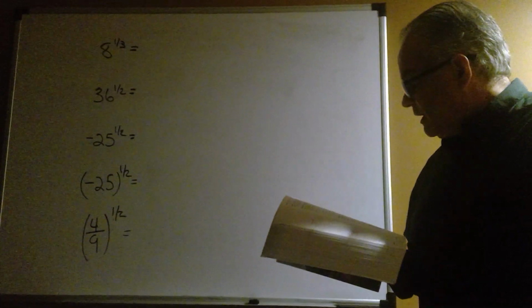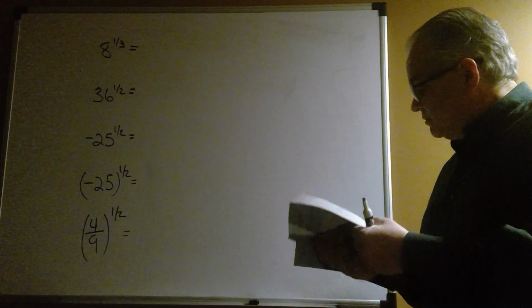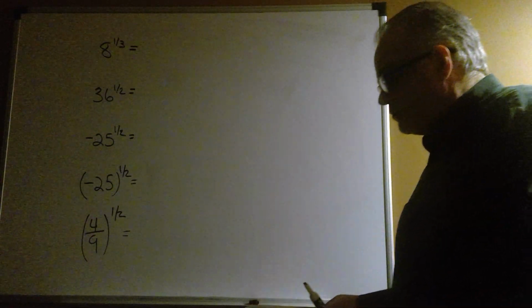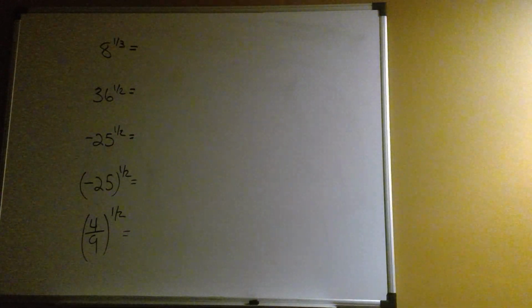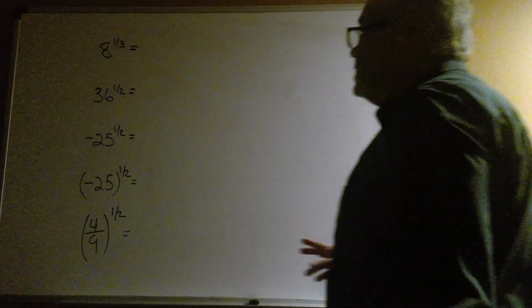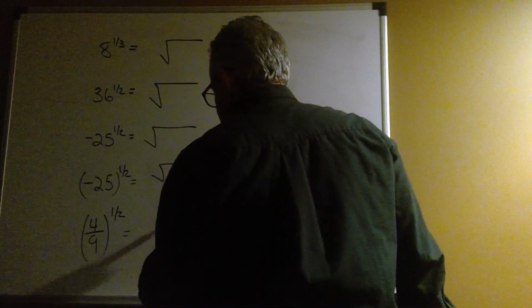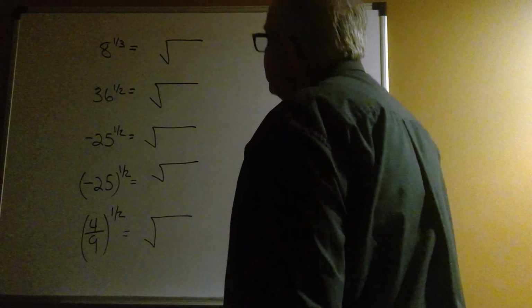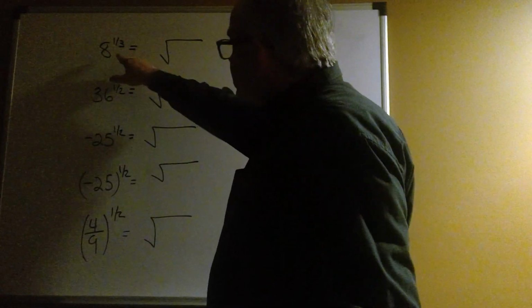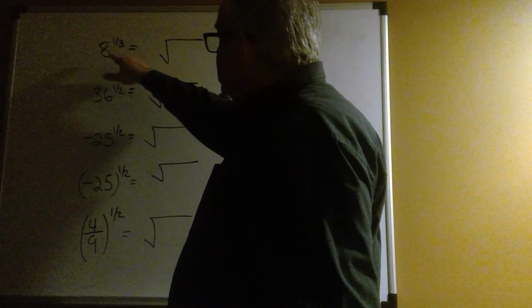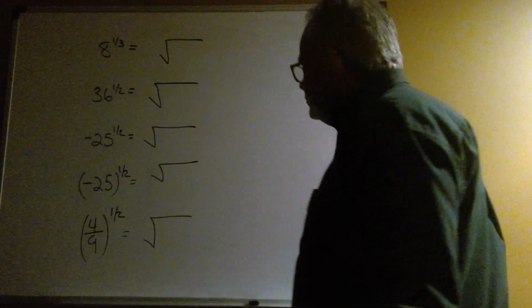All right, so I have to write this in radical notation. It says write the expression as a root and then simplify. So I have to write it as a root. I can do that because I know these are my root symbols here. So I can go ahead and just put them in here right now and see what I can come up with. I'm writing them from rational exponents into root form.